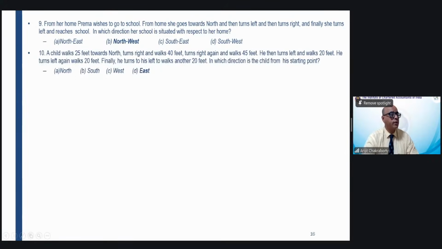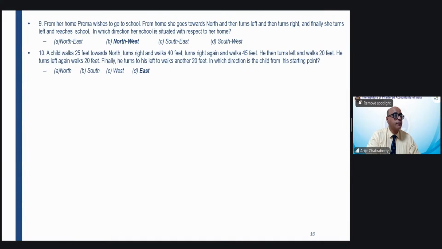A child walks 25 feet towards north. Okay. The child is walking 25 feet towards north, turns right, walks 40 feet. That means north and then 40 feet east. Towards the east, 40 feet, turns right again. From east, then right. That means now he is facing south. Walks for 45 feet. Then turns left and walks 20 feet. Left again means the east direction, 20 feet.